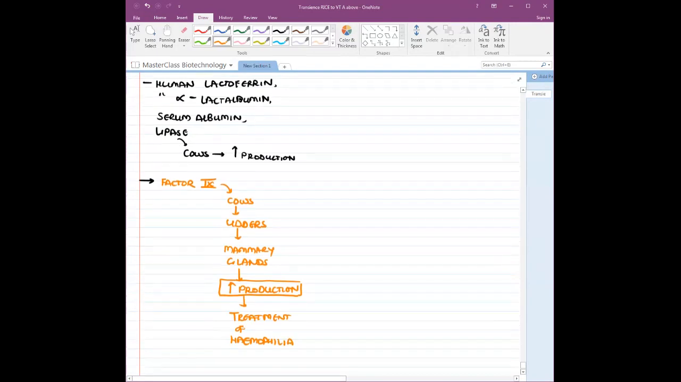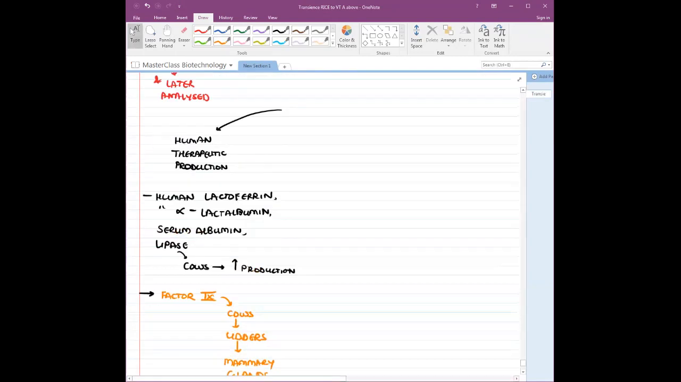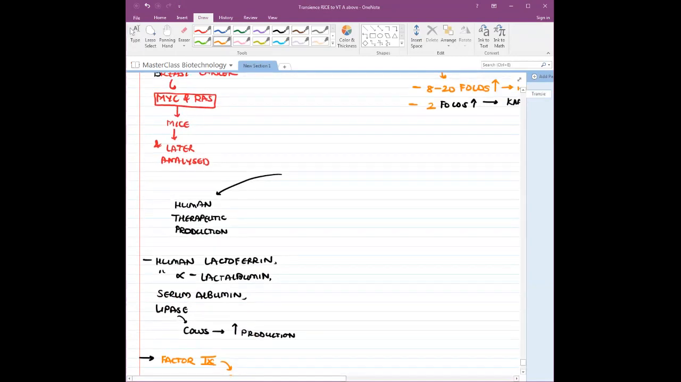Same way, guys, what we had done was we had introduced some increased protein genes in Rosie. Rosie was the first transgenic cow. In Rosie, what we saw was increased protein production in the milk. That is what happened with Rosie. Another important thing, we also use this kind of method to produce antibodies. So these are some of the things that we do for human therapeutic production.